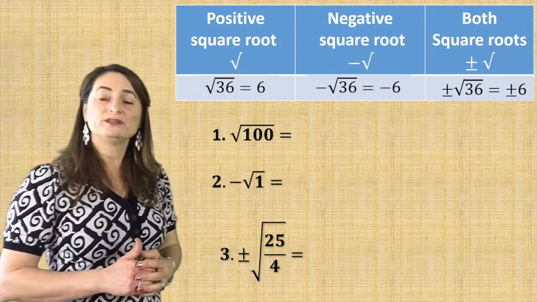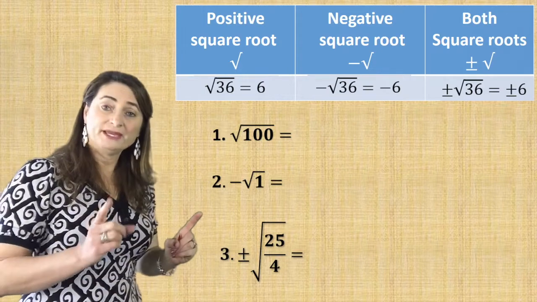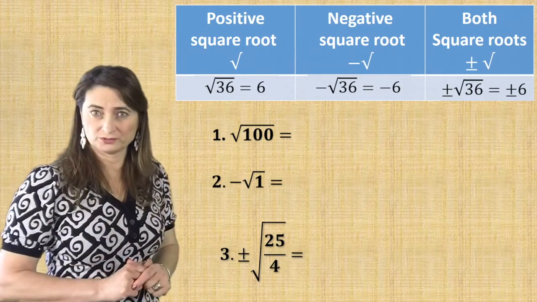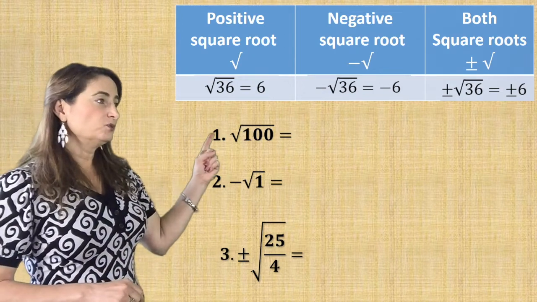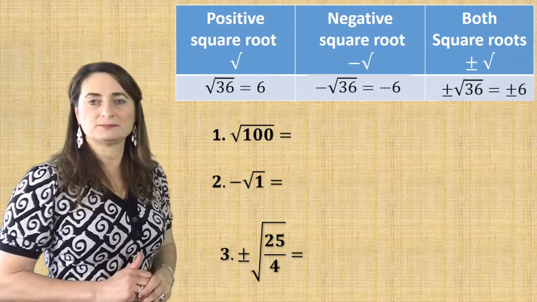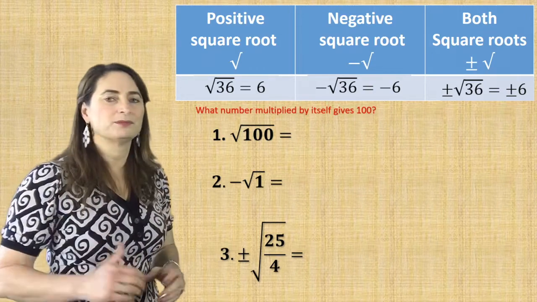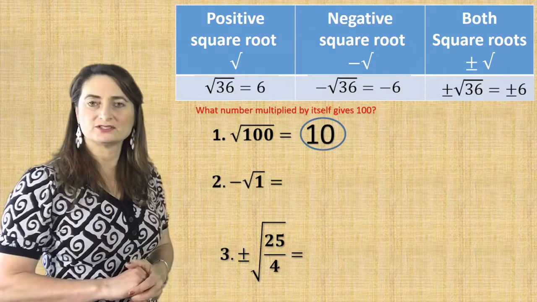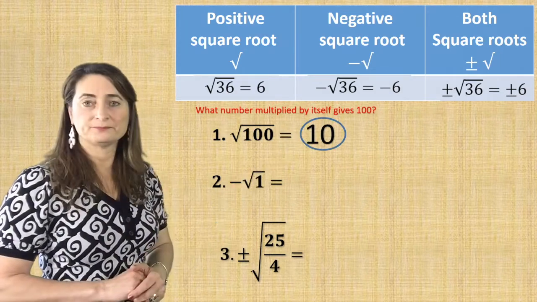Let's practice with evaluating more numbers. Pay attention to what they ask for: the positive, the negative, or both square roots. The first one is the square root of 100. Since there is no sign in front of the square root, that means it's a positive one. So what number multiplied by itself gives you 100? 10 times 10. So the answer is positive 10.